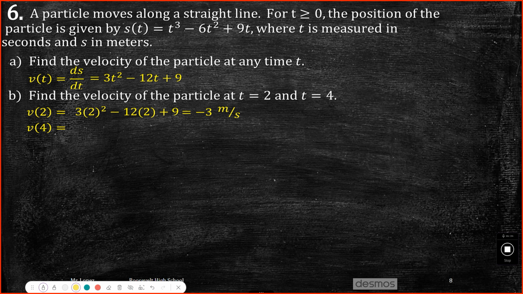You've got to write the dimensions of it. And the velocity at 4 would be nine meters per second. So at t equal to 2, is it moving left or moving right? Moving to the left because it has negative velocity. Let's write down it's moving left. And at 4 it's moving right, to the right.